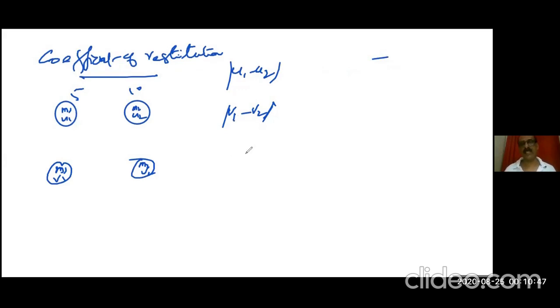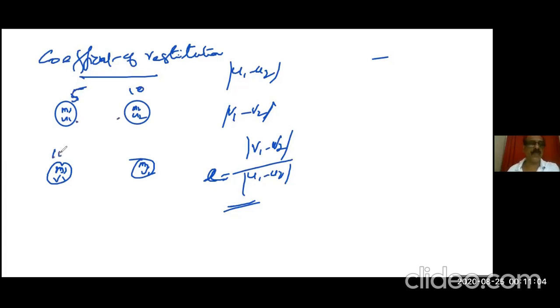Now relative velocity: V1 minus V2 divided by U1 minus U2. This ratio is known as coefficient of restitution, E. Suppose they are traveling with 5 and 10. If they are the same mass, this becomes 10, this becomes 5. Now the difference, 10 minus 5, is 5, and before it was also 5. Modulus only I'm taking. Then the answer is 1, right? Yes, sir. So if coefficient of restitution is 1, that means it is an elastic collision.